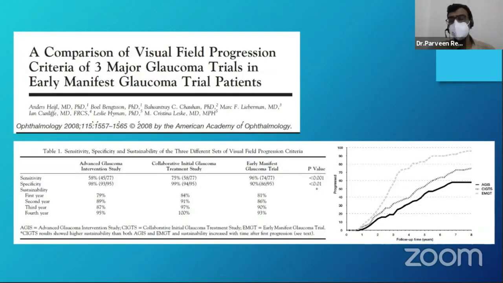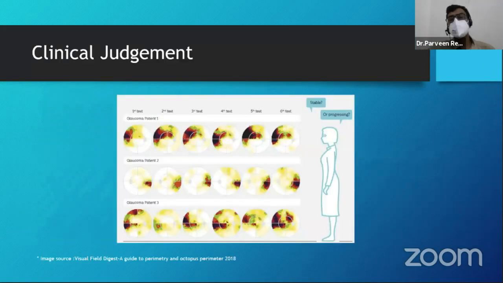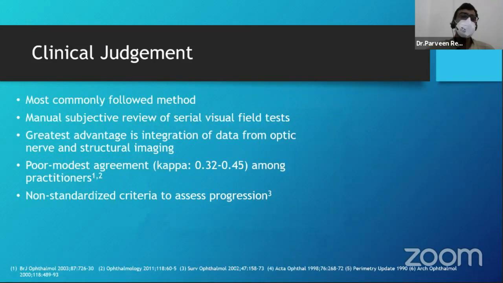So we come back to what we can do in the clinic: simple clinical judgment is the first thing we can do. What clinical judgment constitutes is that we keep our serial tests in front of us and find how a particular area is deepening, expanding, or whether new areas are coming. That is simple. But the problem with clinical judgment is that despite being the most common method, it is very subjective. The greatest advantage is that an integration of data from the optic nerve and structural imaging can be done on your table itself.